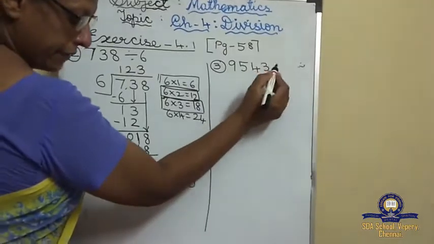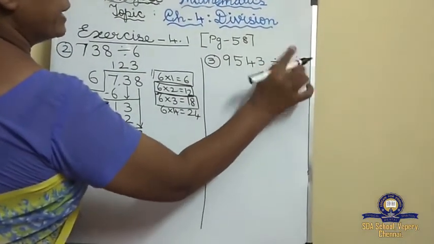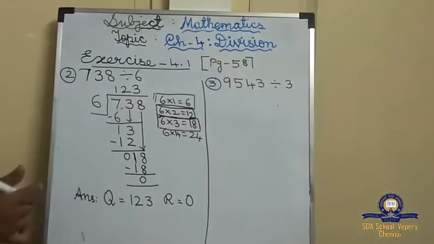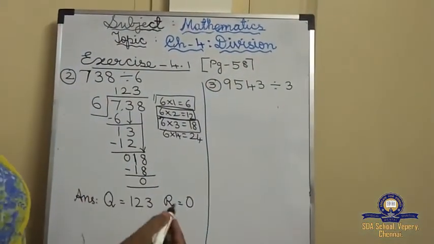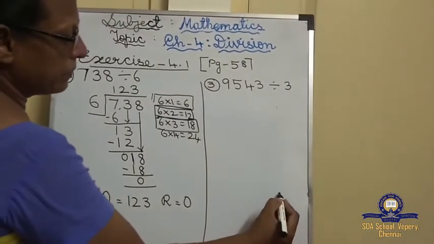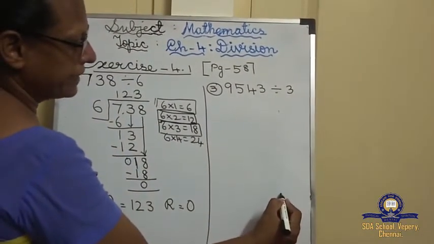9,543 divided by 3. Okay, so what tables do you have to write here, children? You have to write the 3 tables. I'll write here, children, because the board is too small. Okay, children?